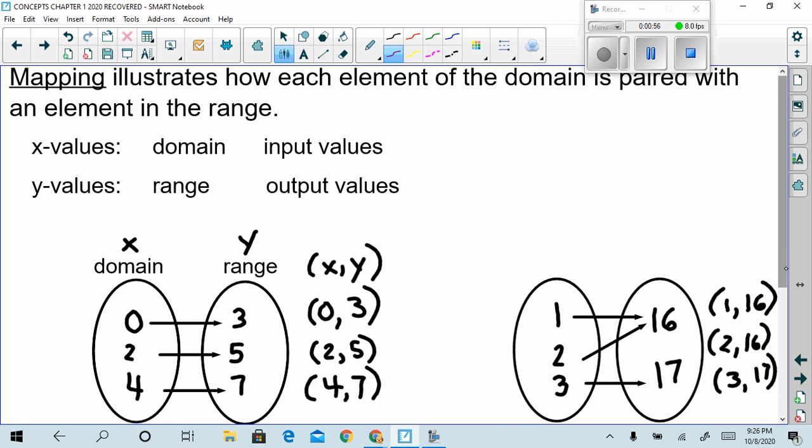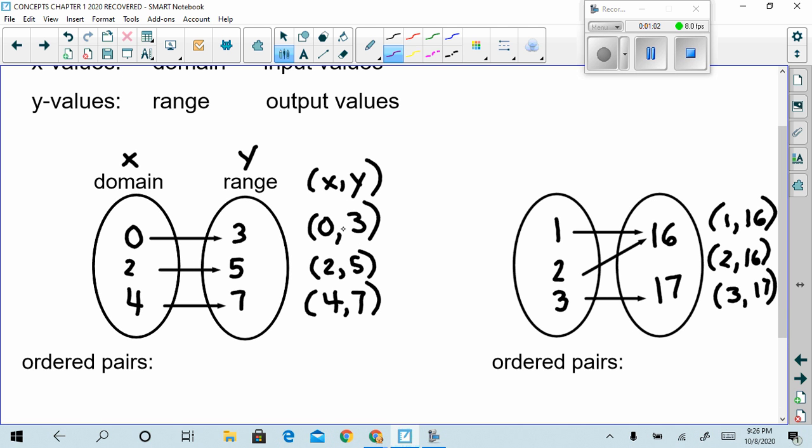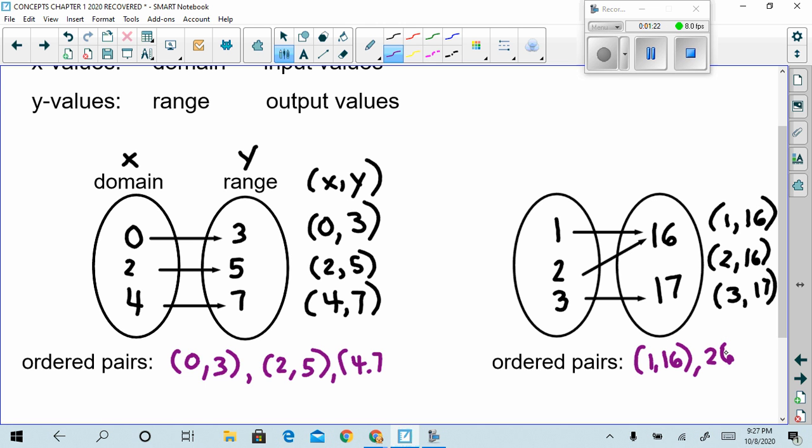I illustrated two in our last class, so let's name the ordered pairs. They're right here on the side. The ordered pairs are (0, 3), because 0 goes to 3, followed by (2, 5), and (4, 7). In the second one, I have (1, 16), (2, 16), and (3, 17). I'm running out of space. Let me rewrite this. Sorry. (1, 16), (2, 16), and (3, 17).